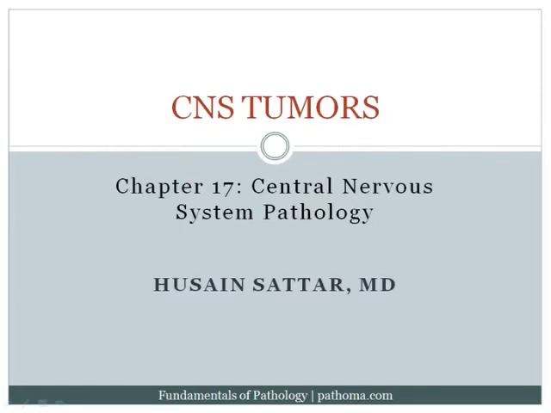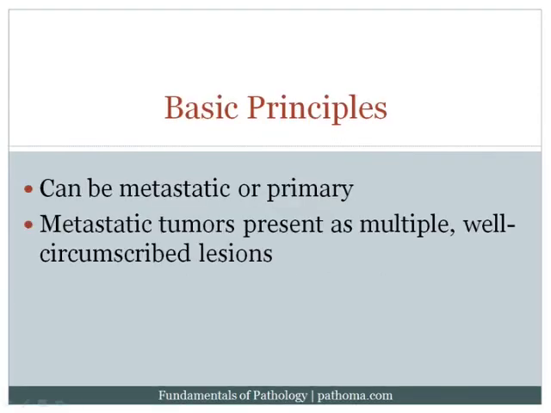The final section in this chapter deals with central nervous system tumors. CNS tumors can be metastatic or primary. About 50% are metastatic and 50% are primary. When you have metastatic lesions, these usually present as multiple well-circumscribed lesions, most often at the gray-white junction. The three most common sources that like to go to the brain are lung cancer, breast cancer, and kidney cancer. So those are the big three.